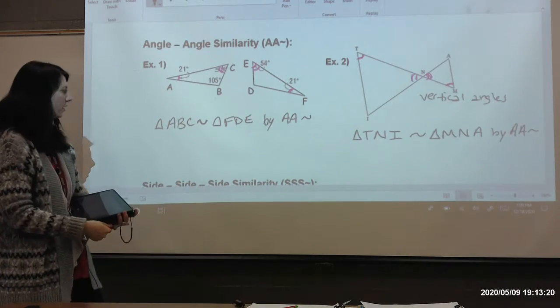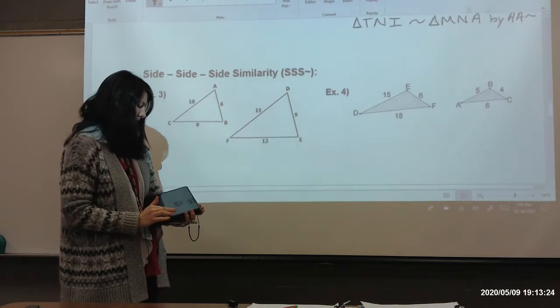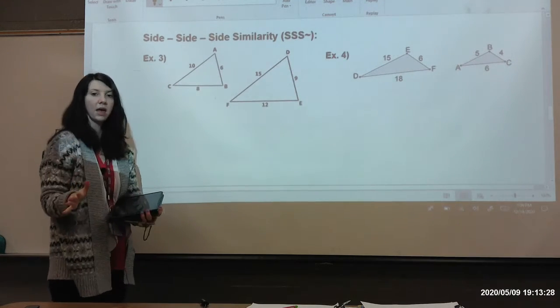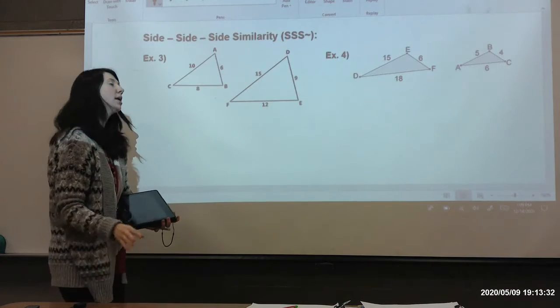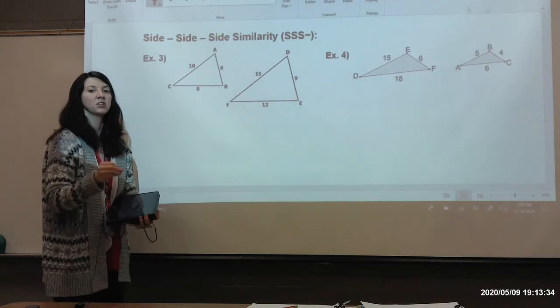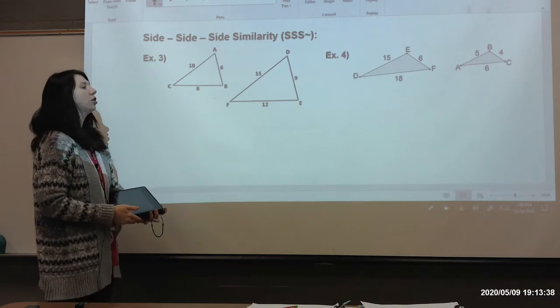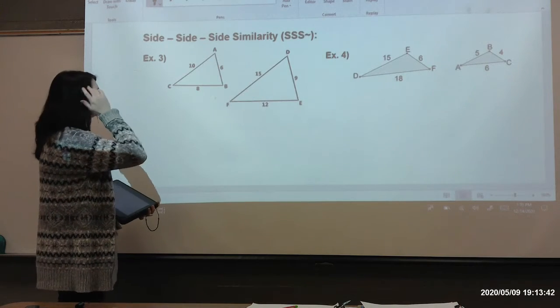Okay. Let's look at side-side-side similarity. So in this case, we don't have any knowledge of our angles, and that's okay. We have all 3 sides available for us to check. We need to check to make sure all 3 sides are proportional, not congruent. So we're looking for a scale factor, or we're checking the ratios, whichever would be easier.